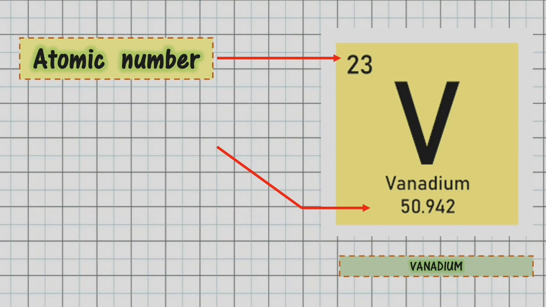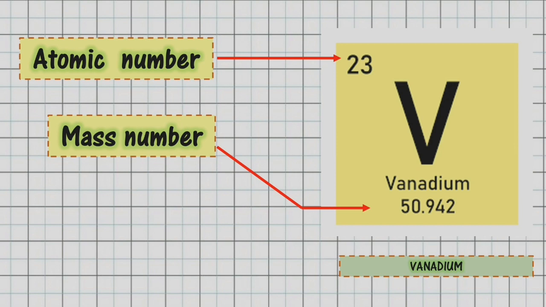Another example is vanadium, which has an atomic number of 23 and an atomic mass of 50.942. Okay, so in this case, for you to be able to get the number of neutrons, you have to round off the atomic mass into a whole number. So the atomic number is 23, while the atomic mass is 50.942, or if you round off this value, it will become 51.